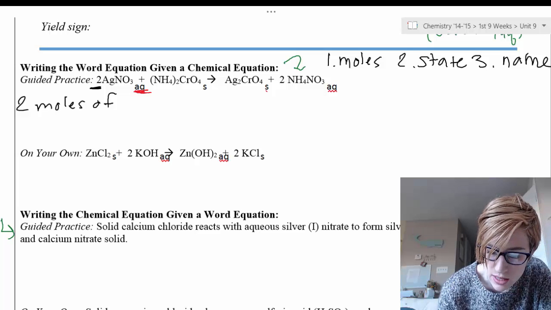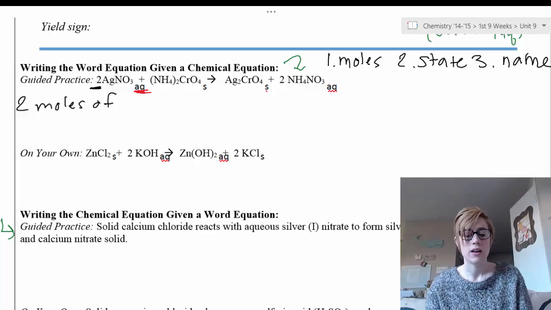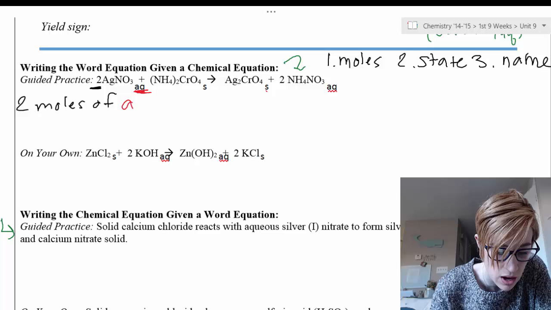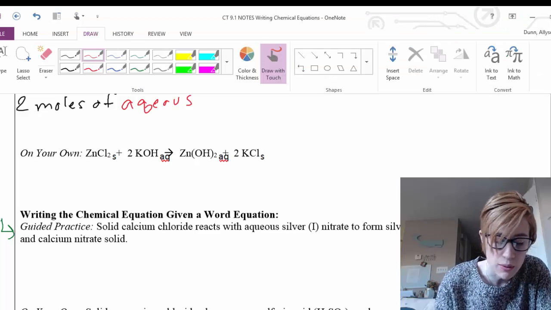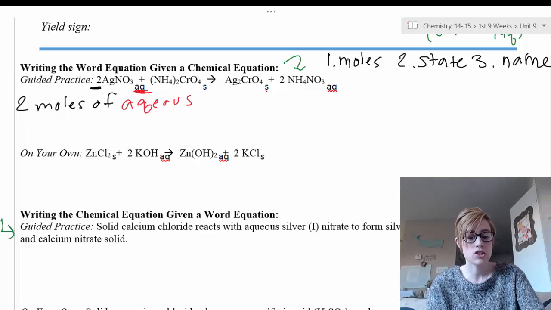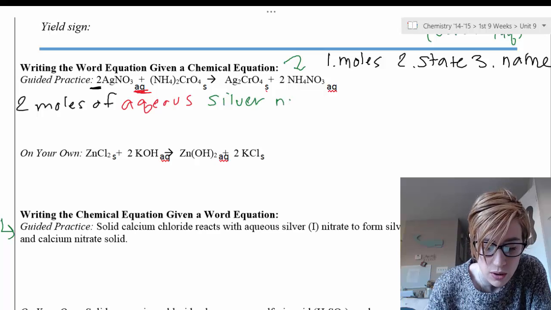This AQ is my second point. We did the moles, okay, now we have to do the state of this thing. AQ means aqueous. So I say 2 moles of aqueous, and now I write the name. That's my third part. So what's the name of AgNO3? Well, Ag stands for silver, so I write silver. And then NO3 stands for nitrate, so I write nitrate.